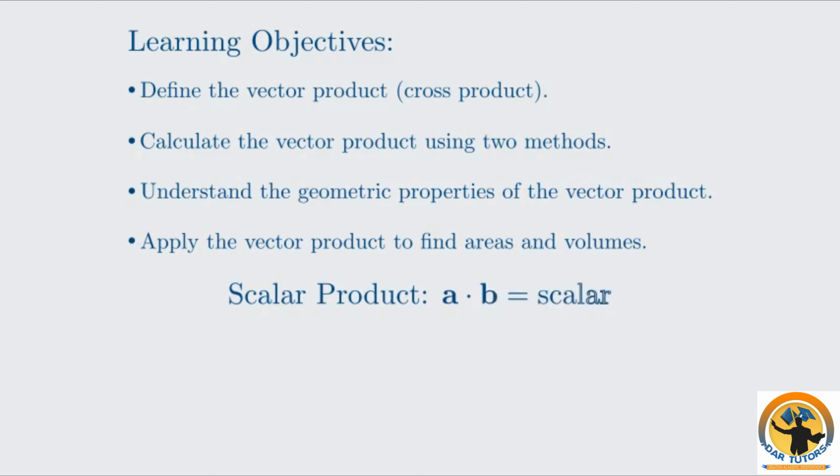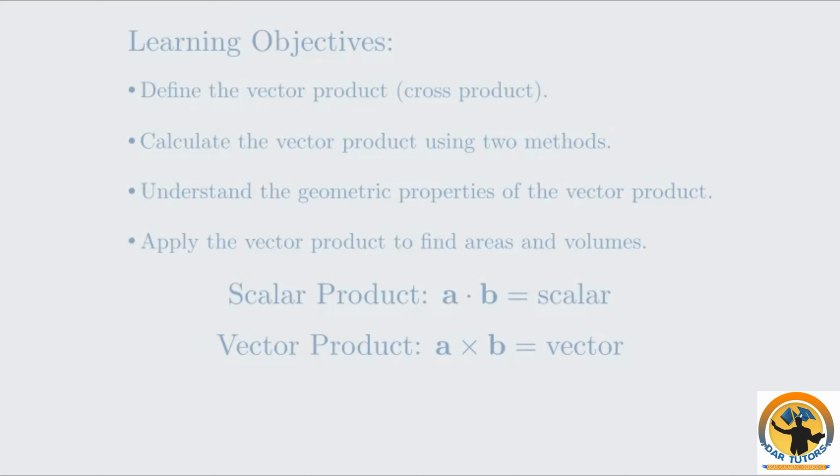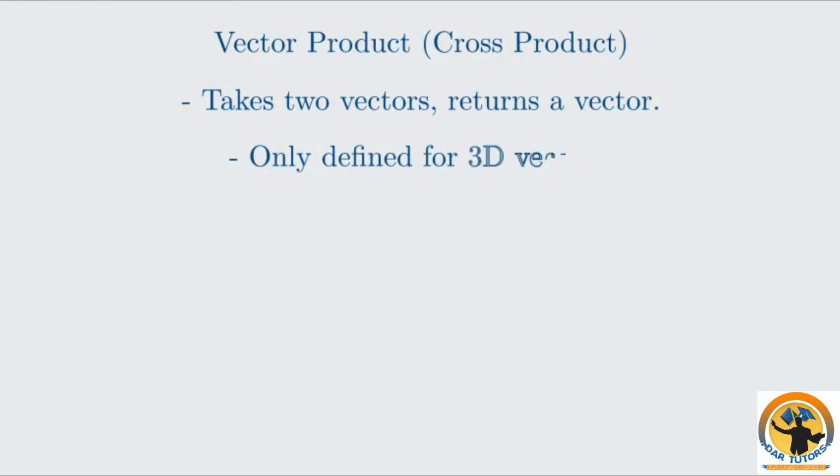We've previously encountered the scalar product, which takes two vectors and returns a scalar. The vector product is different. It takes two vectors and returns another vector. It's important to note that the vector product is only defined for three-dimensional vectors. You cannot calculate the cross product of two-dimensional vectors. So, what is this resulting vector?